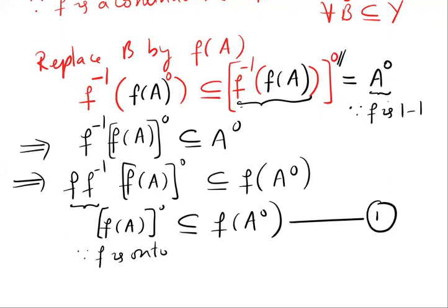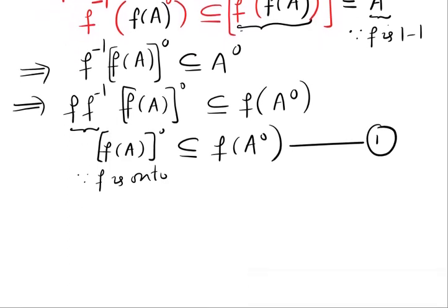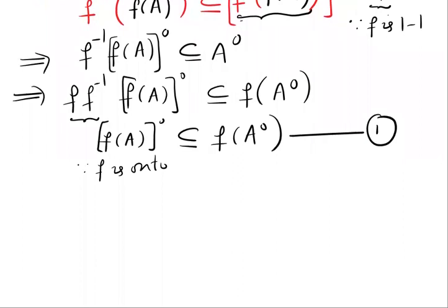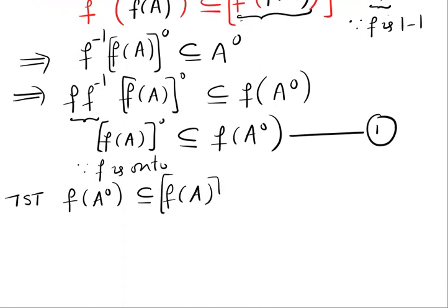We'll call that equation 1. Now what is equation 2? What else do we have to prove? We have to prove equation 2. That is, to show that F of A interior is contained in F of A whole interior. This we have to prove. If you prove this, we can call it equation 2, and 1 and 2 will give me that both are equal. That is what we had to prove.